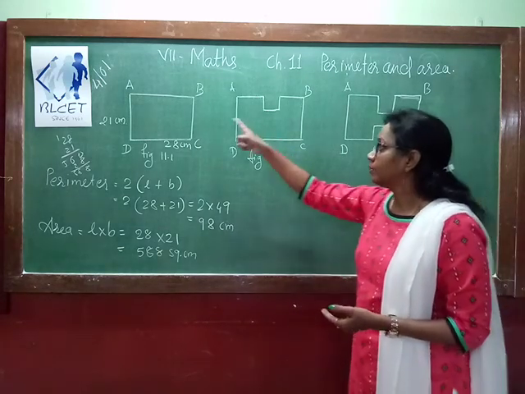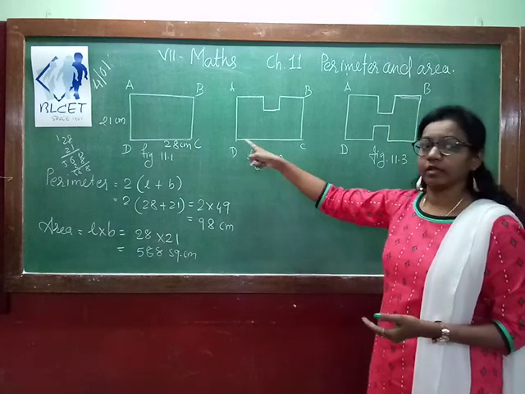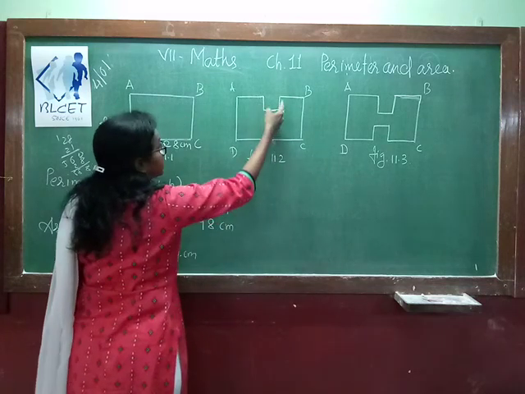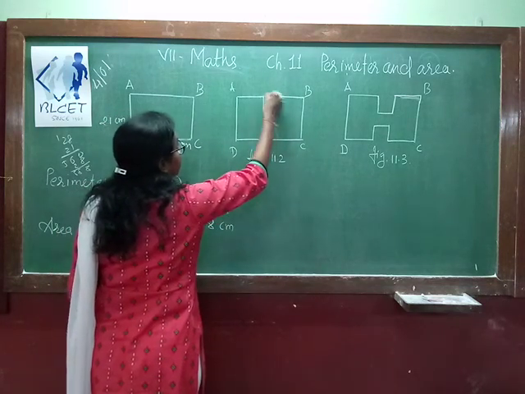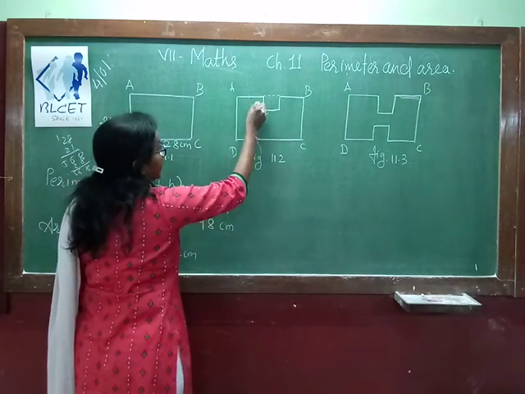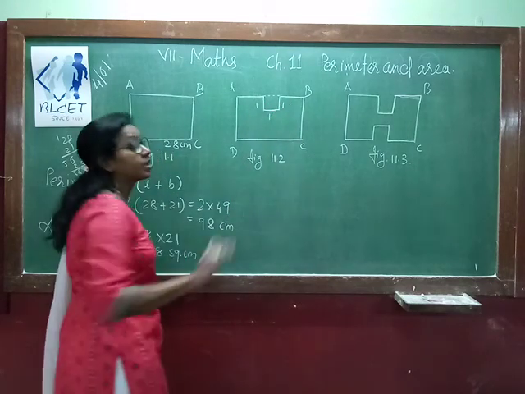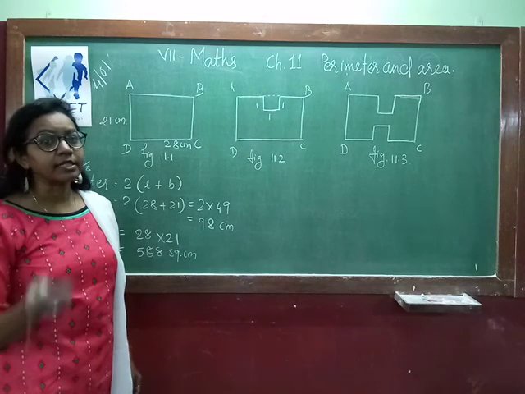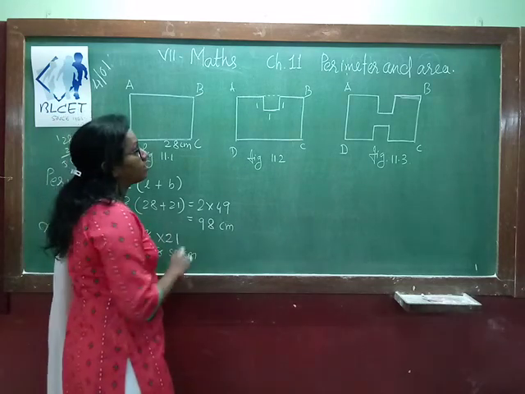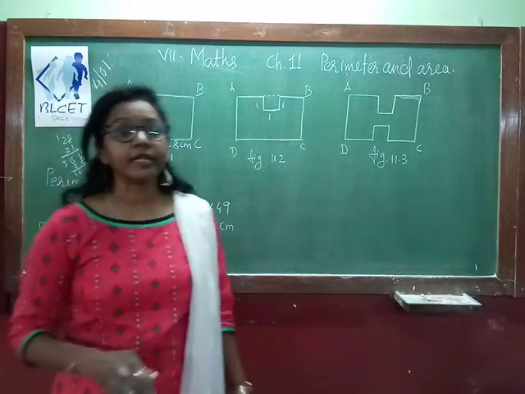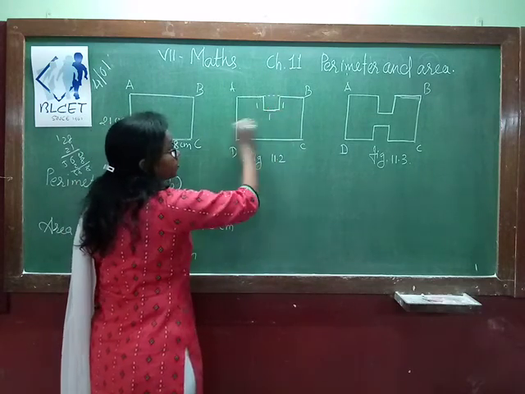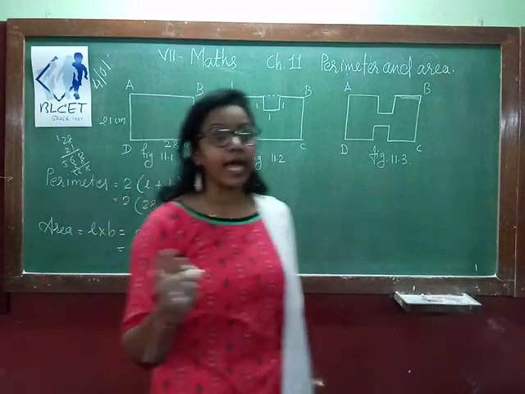Got my point? Suppose this is your 28 centimeter full. Now out of that I have cut 1 centimeter. This portion I have cut. So only 1 centimeter is less, but in place of that I am adding 3 centimeters more. So obviously the perimeter will increase. Got my point? But what about the area? Area will decrease because it is total area minus the area of this particular cutting. So 1 square centimeter. So area decreases and perimeter will increase.